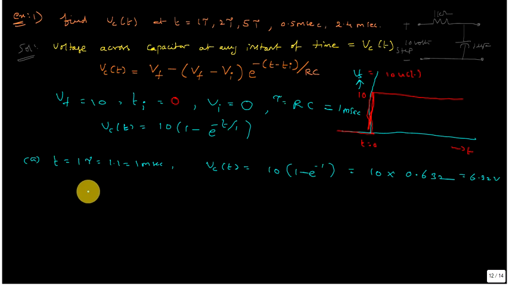When the capacitor is allowed to charge for one time constant of time, the voltage across the capacitor reaches 6.32 volts. From this we can define the time constant.